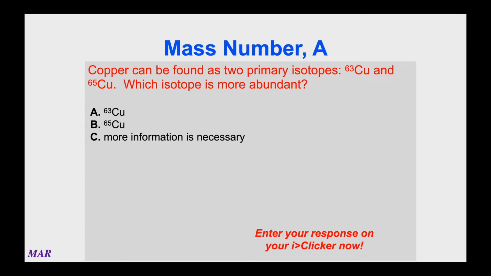It says copper can be found as two primary isotopes, copper 63 and copper 65. Notice that the little superscript is usually listed after the name, so copper 63 would be 63Cu, etc. Anyway, which isotope is more abundant? And it lists the two isotopes and says more information is necessary.